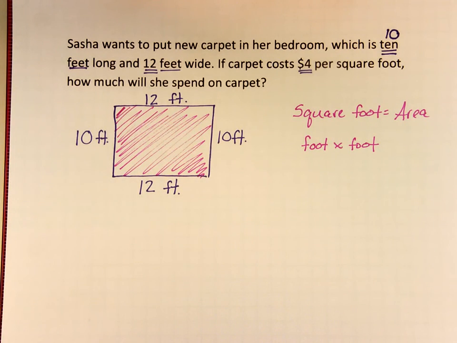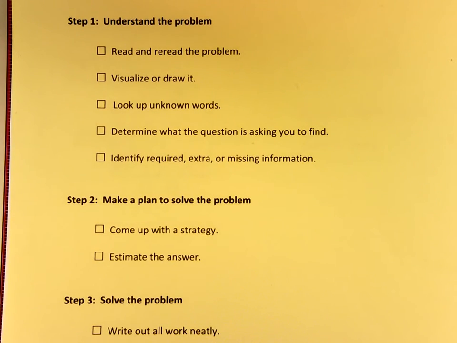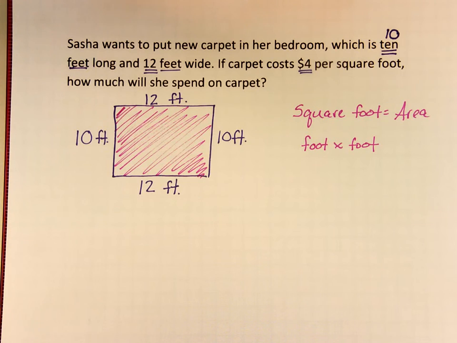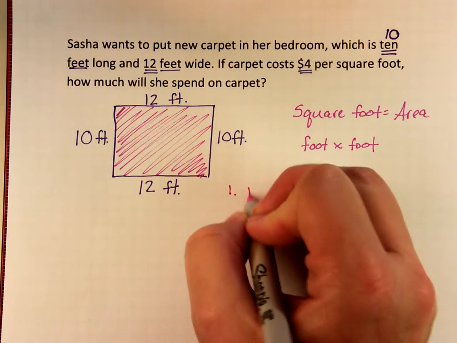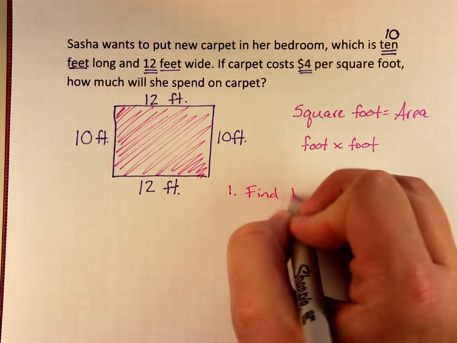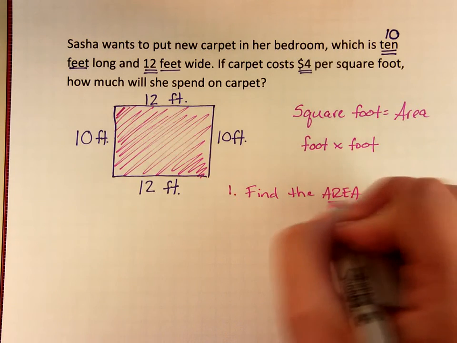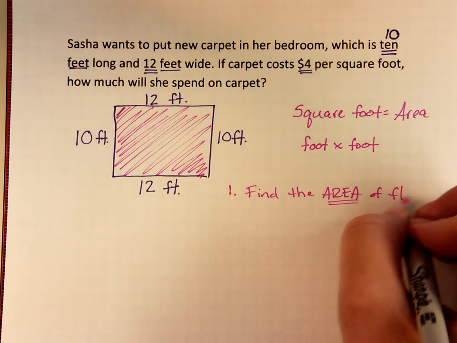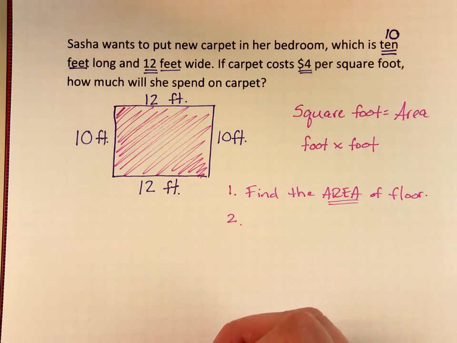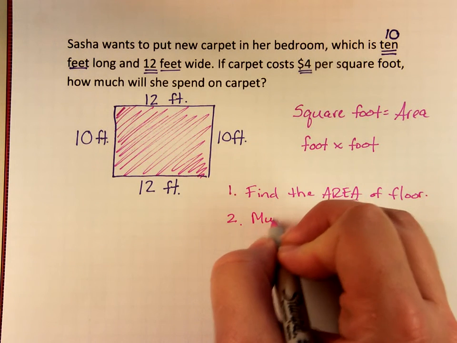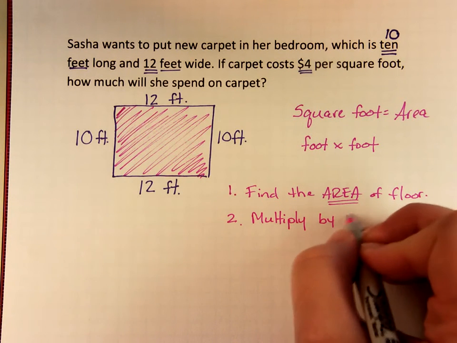Step 2 says, make a plan to solve the problem, come up with a strategy, and estimate the answer. So strategy, number 1, we need to find the area of the floor. Step number 2, we need to multiply the area of the floor by $4 per square foot.